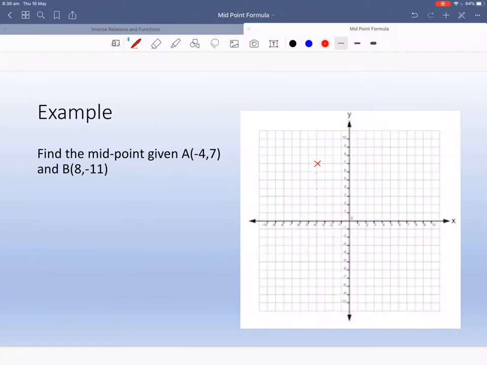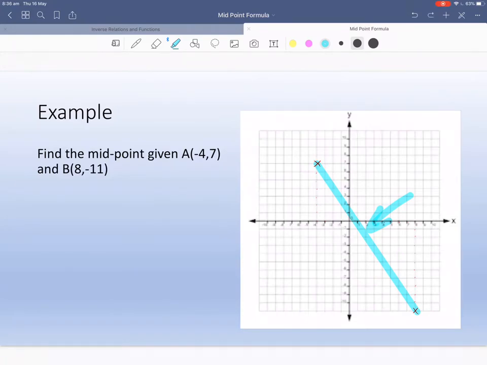And also 8, minus 11. So 1, 2, 3, 4, 5, 6, 7, 8. And then minus 11, 1, 2, 3, 4, 5, 6, 7, 8, 9, 10, 11. Okay? And we want to find the midpoint. Now, what is the midpoint? Well, essentially, it's the middle of these 2 points. So somewhere in there, we want to find the middle.